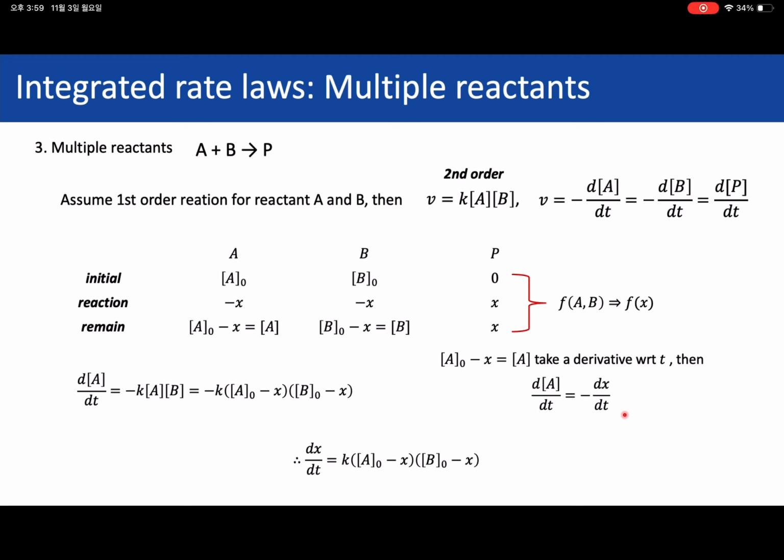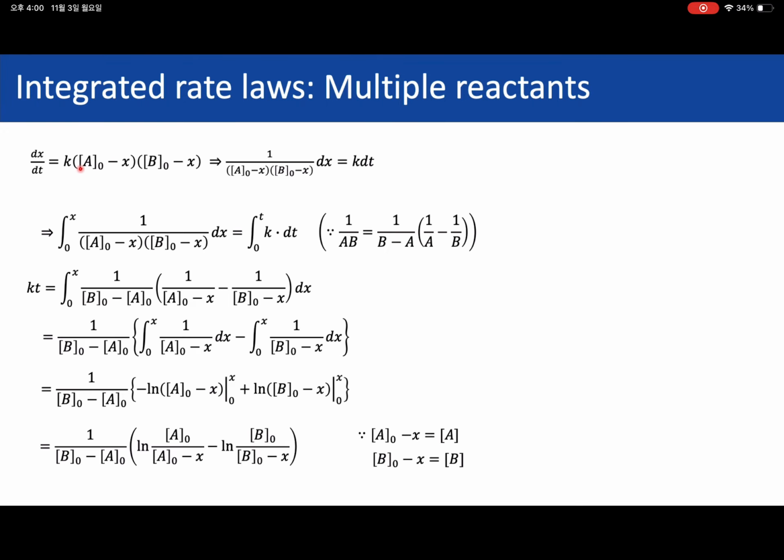Then if we plug this relation in here, we can rewrite the rate law in this form: dx/dt equals k (A0 minus x)(B0 minus x). Now it is only a function of x, so it is much easier to solve. So we can rewrite this relation in this form.